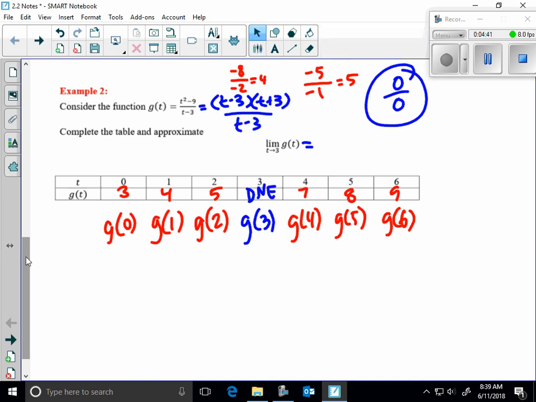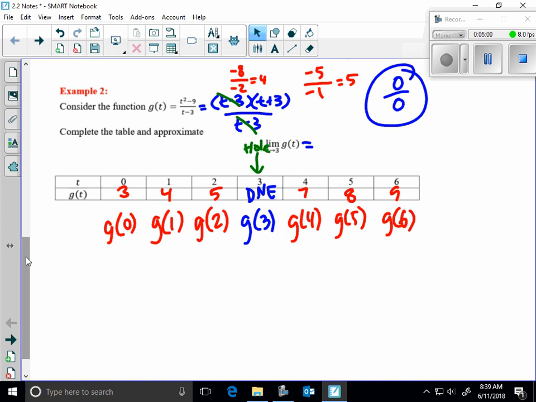And what's going to happen here is I have a hole here at t equals 3. There's a hole in the graph right there. So the graph from both sides is approaching something, but there is a hole where x equals 3. So what would it be approaching?